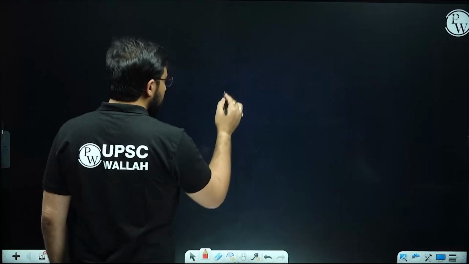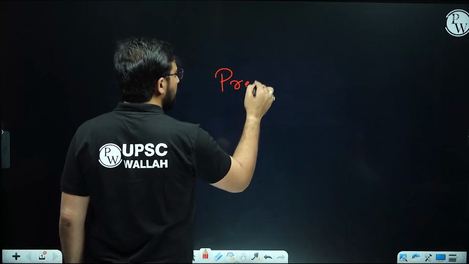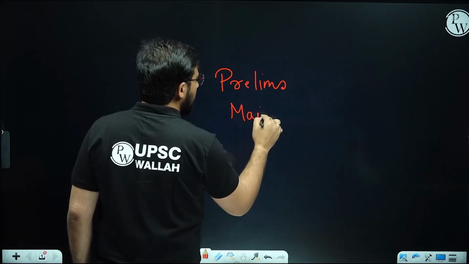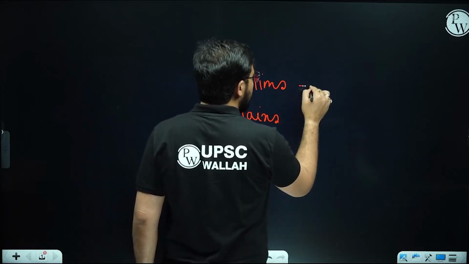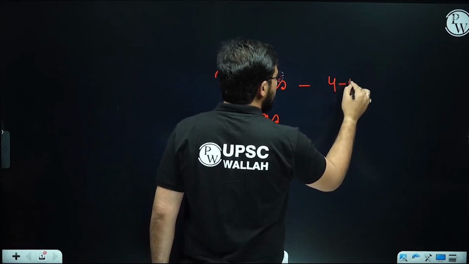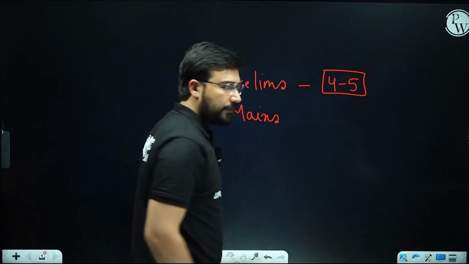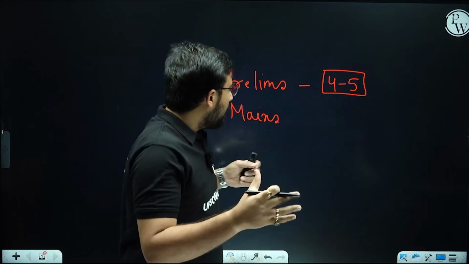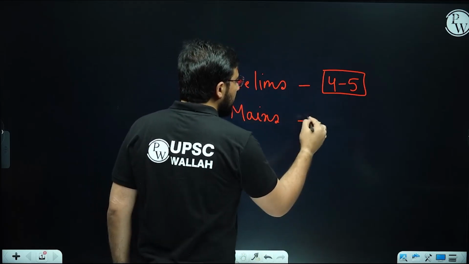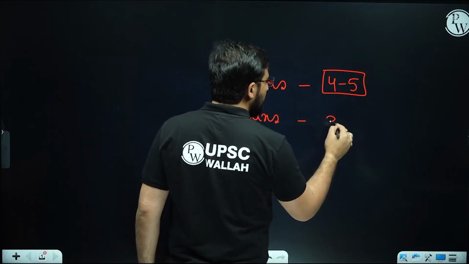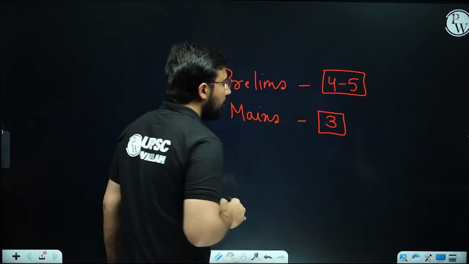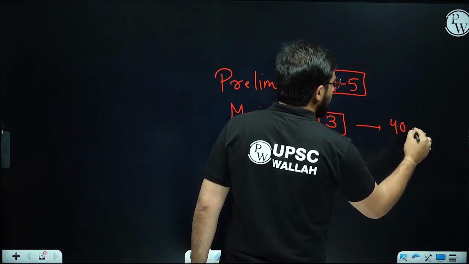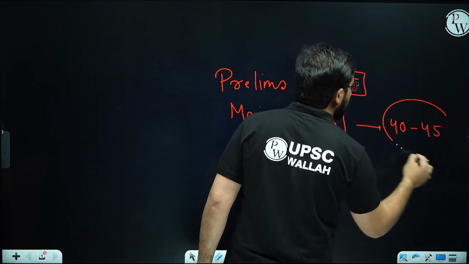So UPSC is asking questions from modern India in both prelims as well as mains. In prelims, roughly from the last few years, 4 to 5 questions are going to come from modern India. I will tell you the meaning of the word modern, then I'll tell you the meaning of the overall chronology also. Second, if we talk about mains, in mains around 3 questions are coming from modern India, which roughly corresponds to 40 to 45 marks, broadly around this.